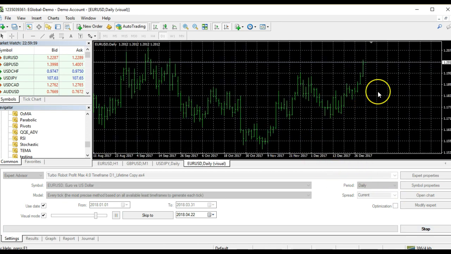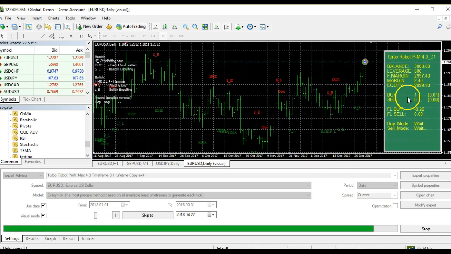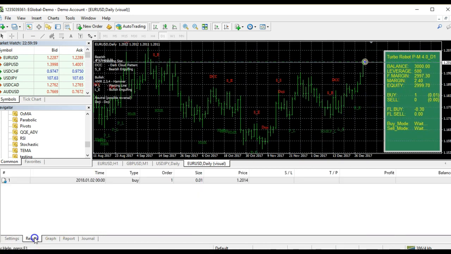So you can see that it is opening now, and it is open straight away with a buy trade on the second day of the date I selected. Here you can see the balance that I have, the leverage, and also the buy trade. I have one buy trade over here, and I'm expecting that I will be earning $1 only before that particular trade closes.